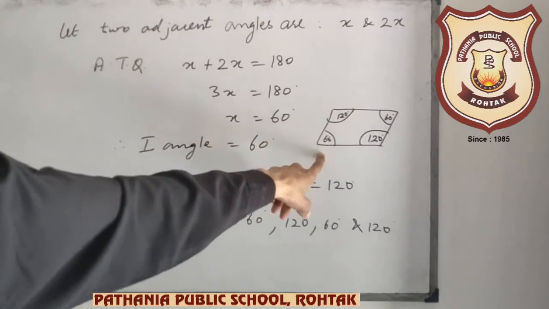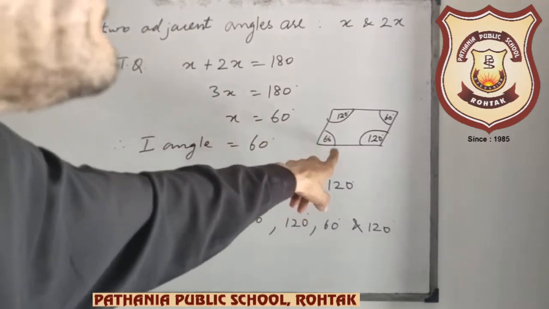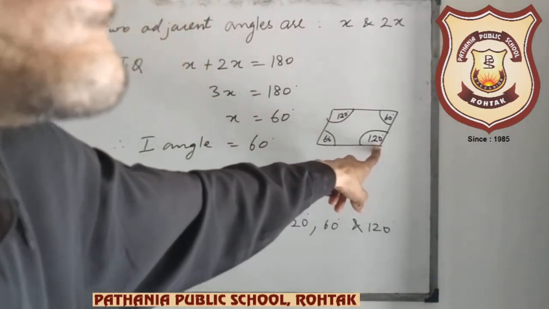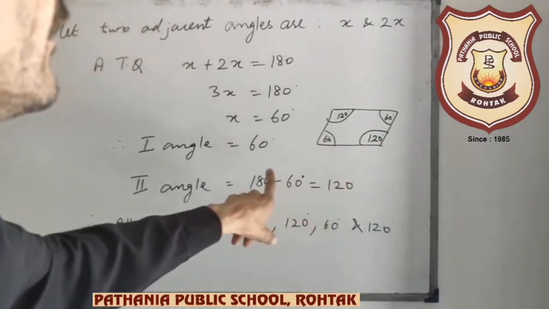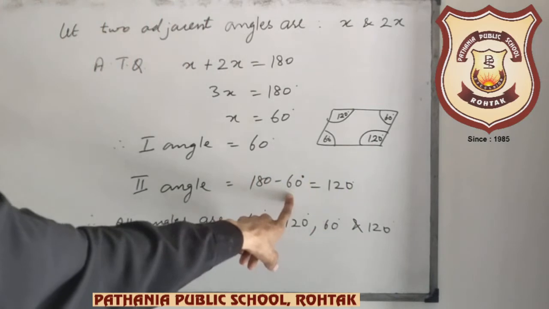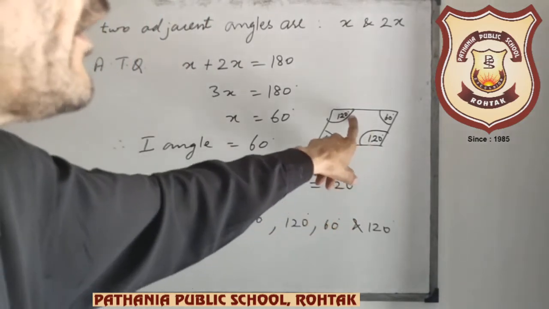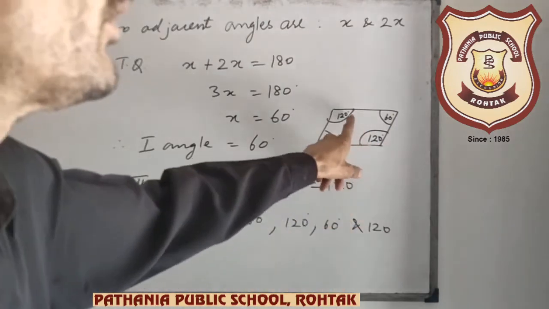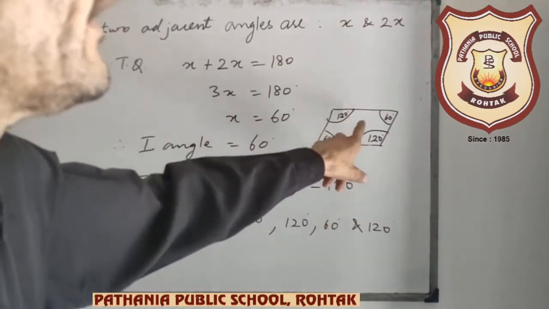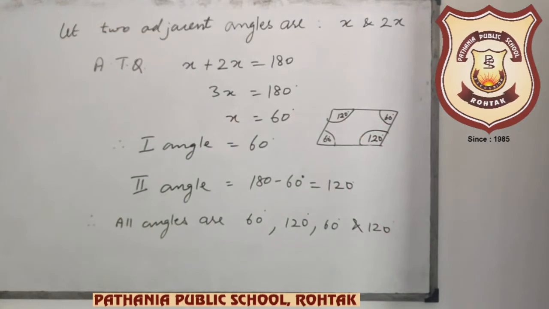So the first angle is 60 degrees. And because they are adjacent, their sum is 180. So the second angle is 180 minus 60, that is 120. Now opposite angles are equal in a parallelogram. So this angle is 120 and opposite to this is 60 degrees. In this way, you can solve question number 5.